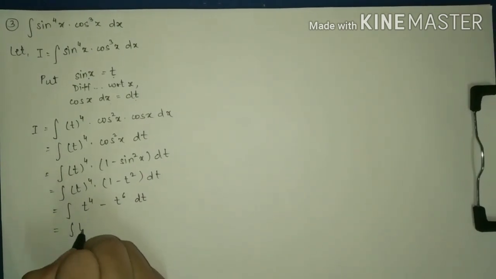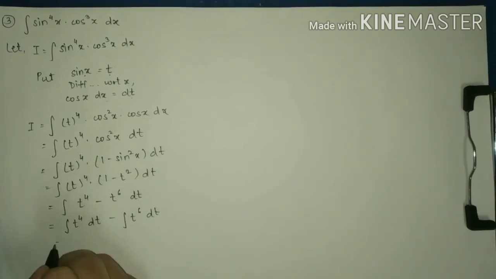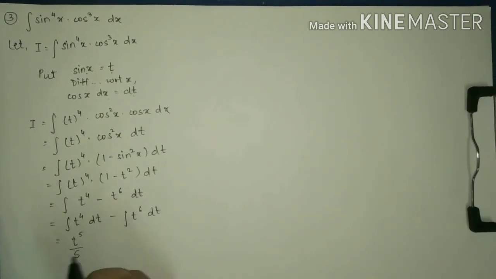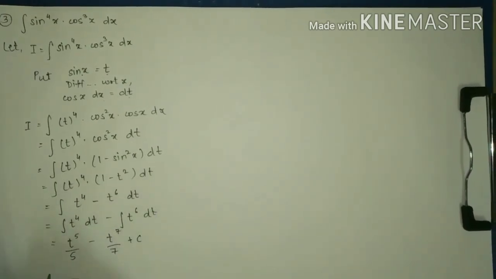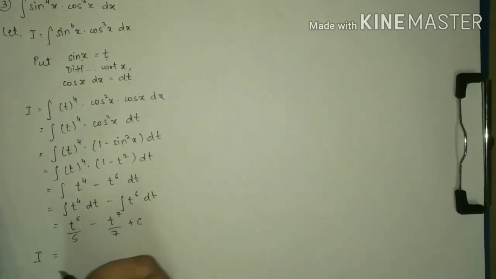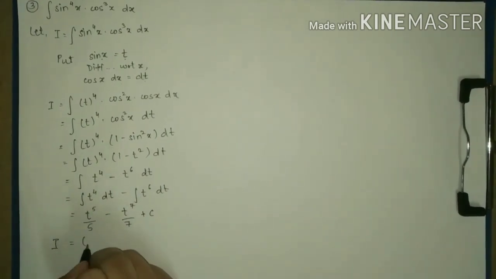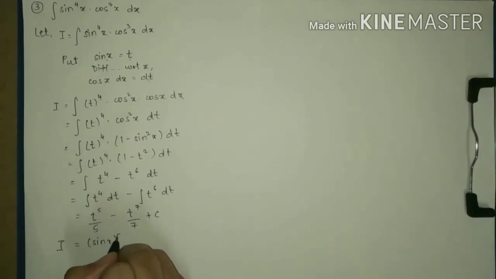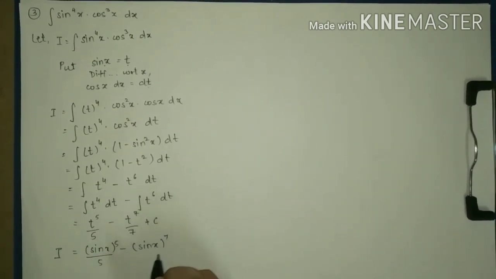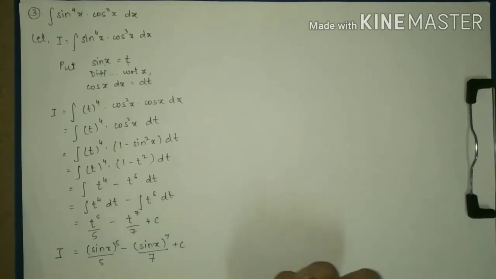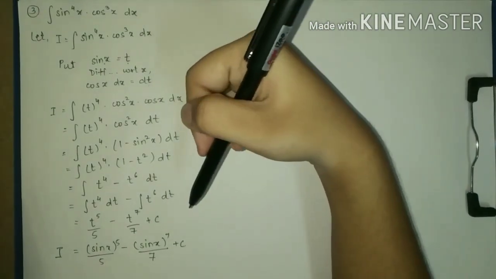While integrating, it becomes the integral of t raised to 4 dt minus the integral of t raised to 6 dt. The integration of t raised to 4 is t raised to 5 by 5, and the integration of t raised to 6 is t raised to 7 by 7, plus c. Obviously the answer should be in terms of x, so we resubstitute t as sin x. It will be sin x raised to 5 upon 5 minus sin x raised to 7 upon 7 plus c. So by substituting just sin x and using one identity, we have solved the problem so easily.